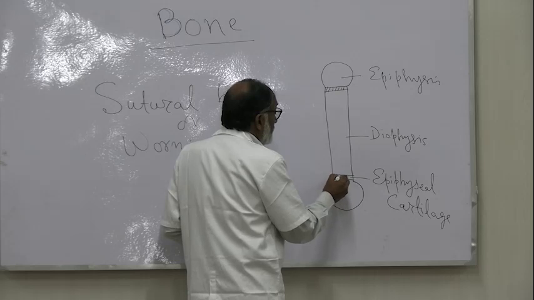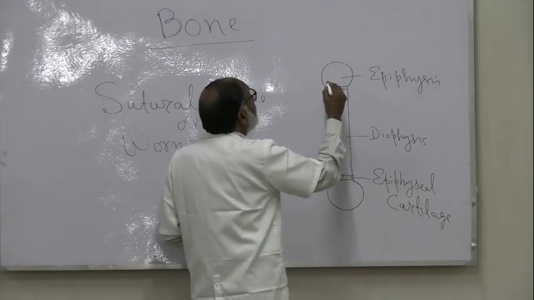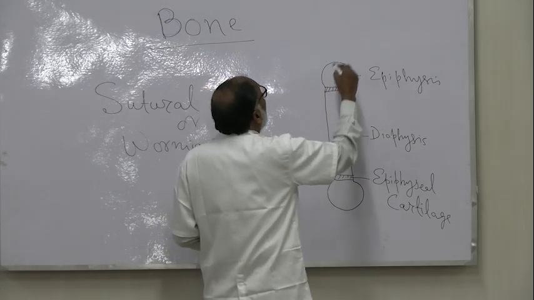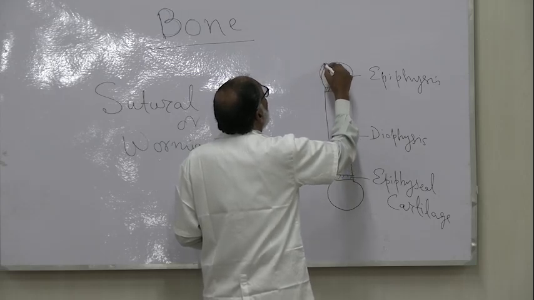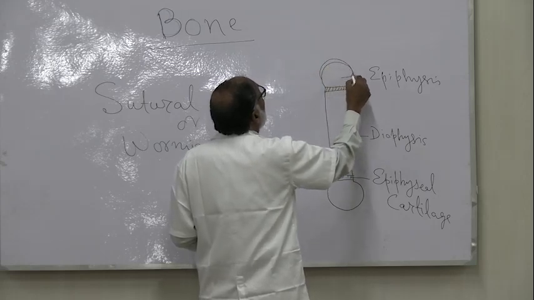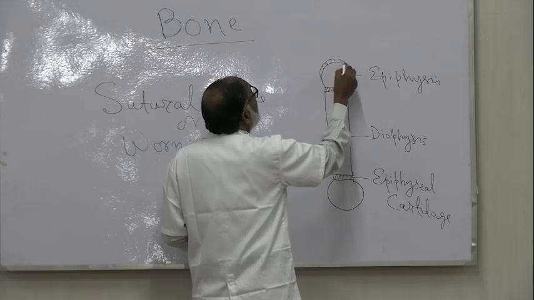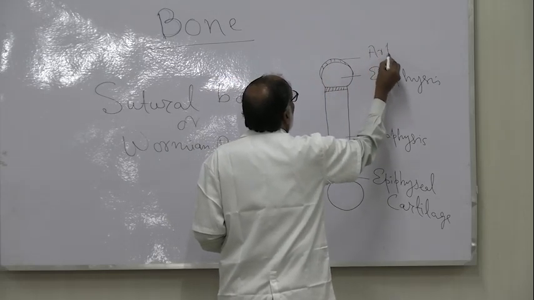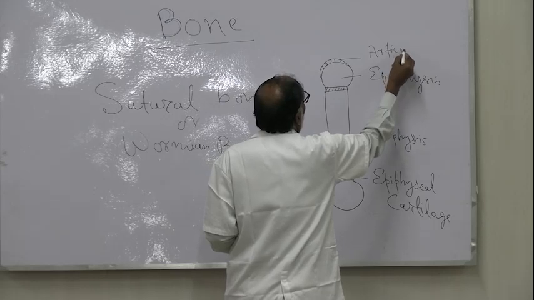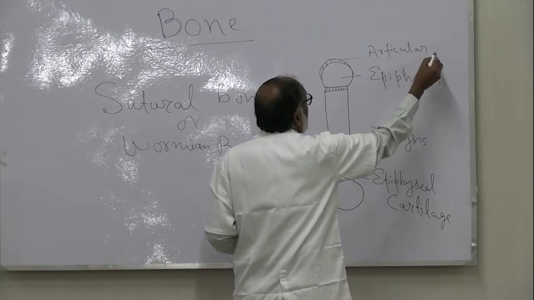It is epiphyseal cartilage. Here also another cartilage is present, that is articular cartilage. As it is the articular end, there is another cartilage, that is articular cartilage.